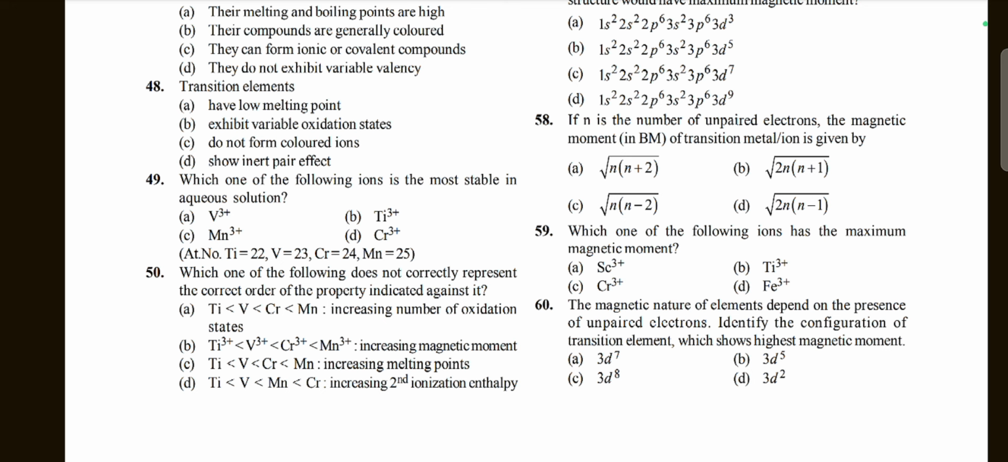Which one of the following does not correctly represent the order of the property stated against it? So first is increasing number of oxidation states. This is correct. Increasing magnetic moment. This is also correct. Then option third is increasing melting points. This is incorrect. The melting points of transition metals first rise to a maximum and then fall as the atomic number increases. Manganese has an abnormally low melting point. So option C is incorrect.